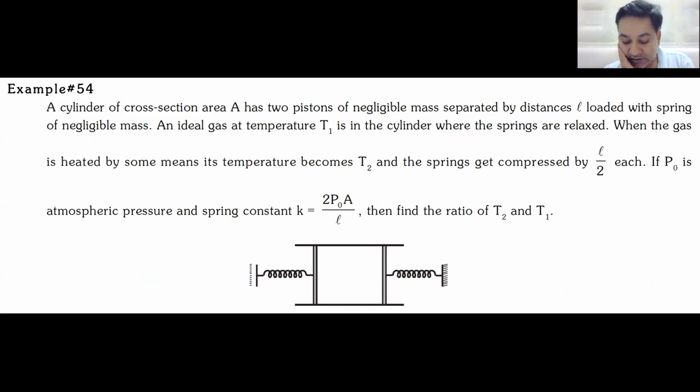This is an integer type question. A cylinder of cross section A has two pistons of negligible mass separated by a distance L, loaded with springs of negligible mass. An ideal gas at temperature T1 is in the cylinder where the springs are relaxed. When the gas is heated by some means, its temperature becomes T2 and each spring gets compressed by L by 2. If P naught is the atmospheric pressure and the spring constant is 2 P naught A by L, find the ratio of T2 by T1. T1 is the original temperature, T2 is the final temperature. I'll give you 2 minutes to solve this.